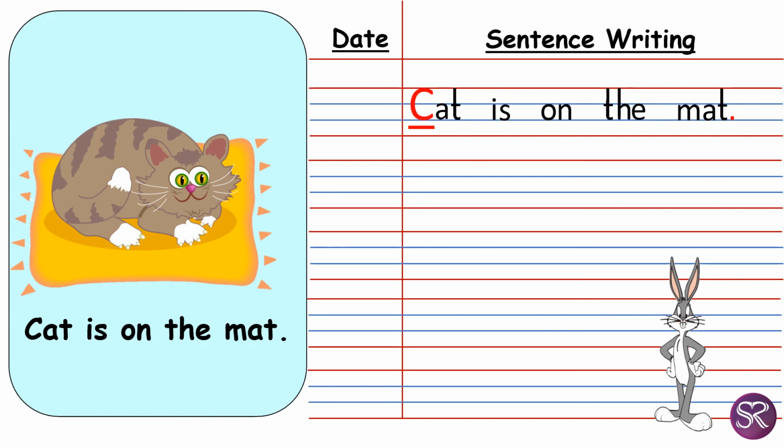C is capital and you have to use your pointer finger to keep one finger space between the words, and at the end of the sentence you have to keep a full stop.